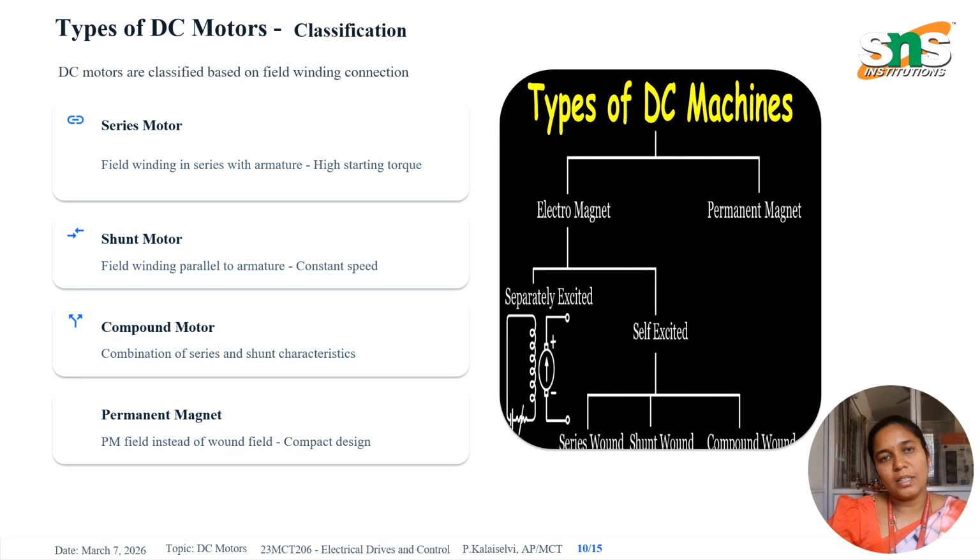DC motors are classified based on the field winding connections: series motor, shunt motor, compound motor, and permanent magnet motor. Field windings in series with the armature make a series motor, which produces very high starting torque. Field windings connected in parallel make a shunt motor, which provides nearly constant speed. A compound motor is a combination of series and shunt windings, which gives balanced performance. A permanent magnet motor uses permanent magnets instead of field winding, giving a compact and efficient design.